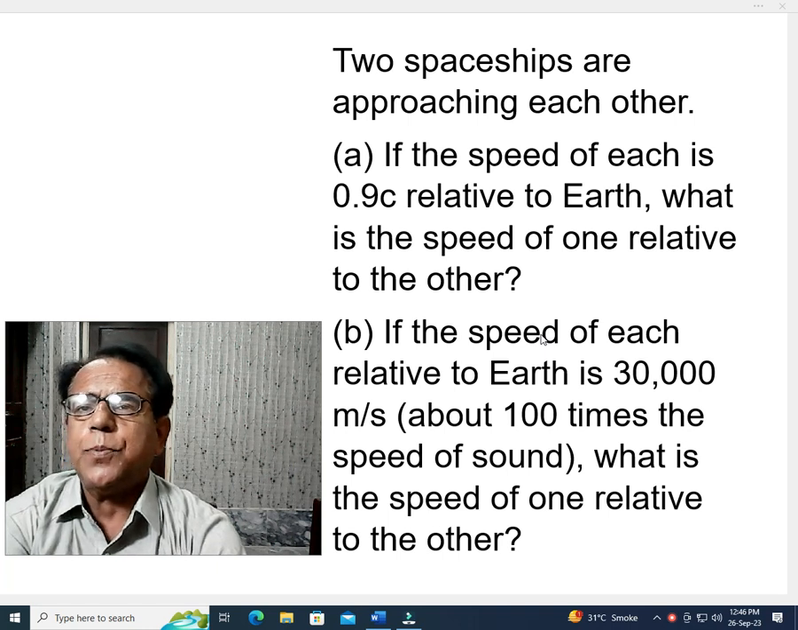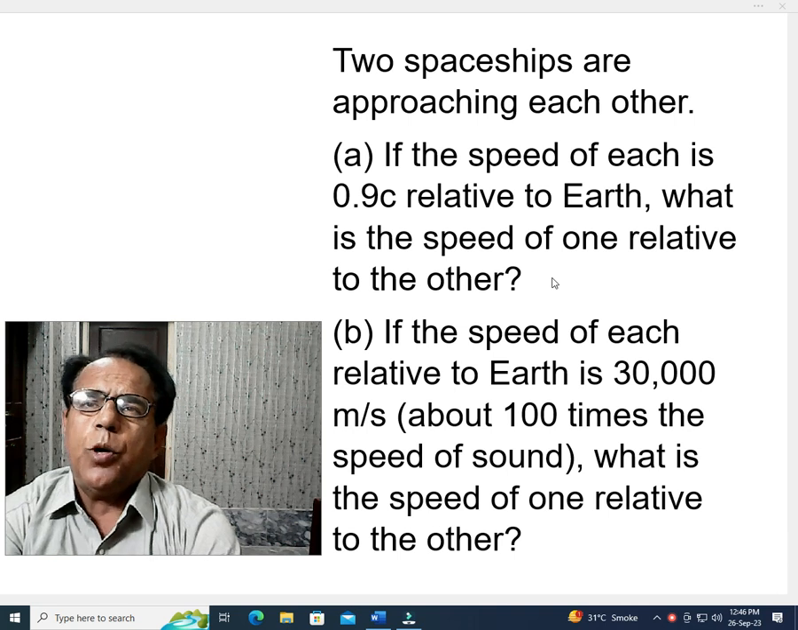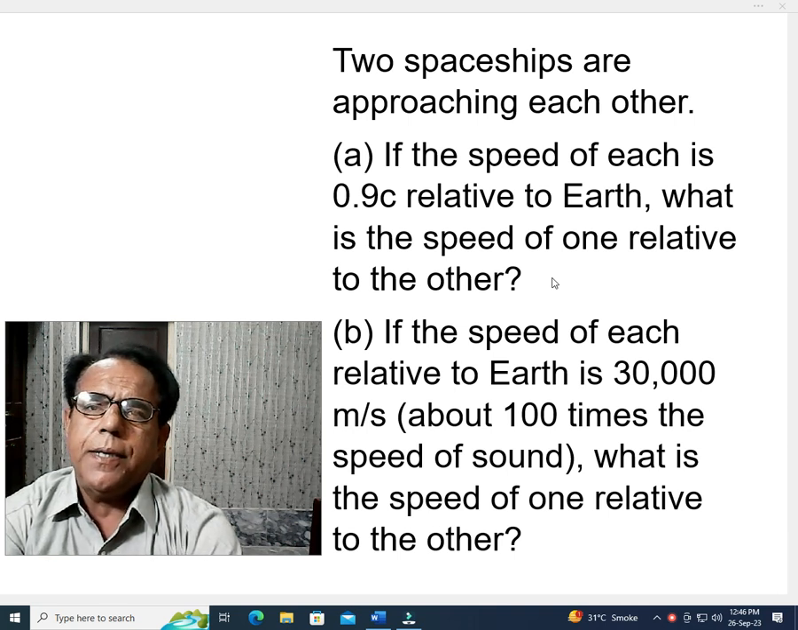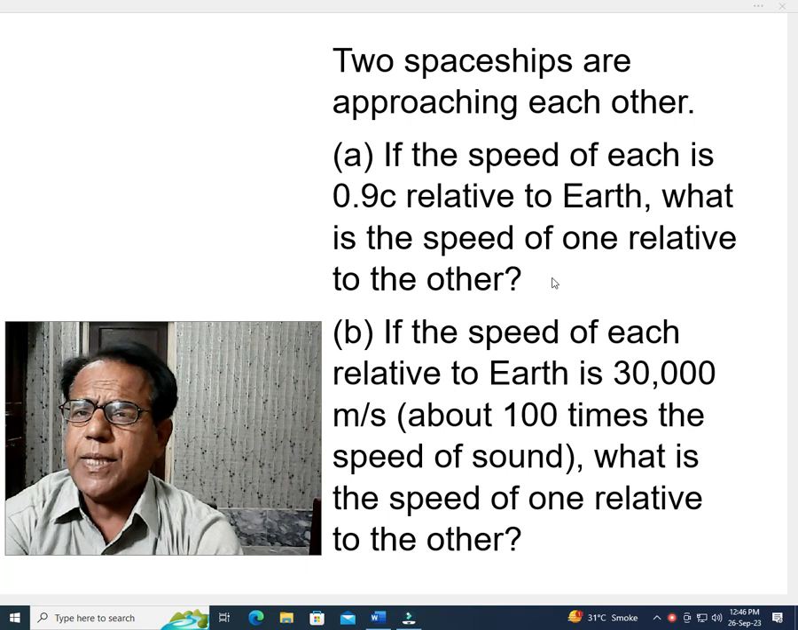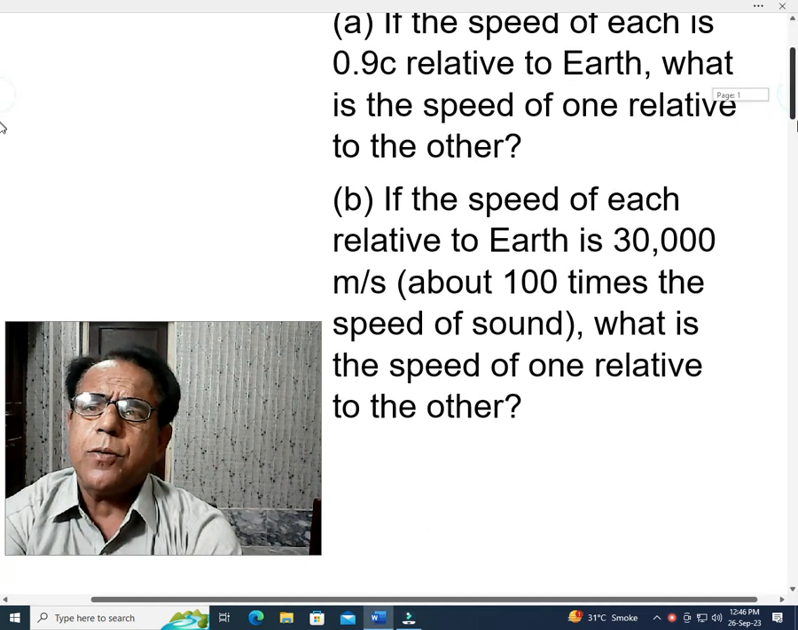This is our next problem, chosen from the book Modern Physics by Paul A. Tipler. As usual, we first come to its statement.